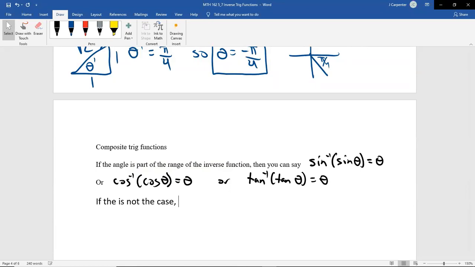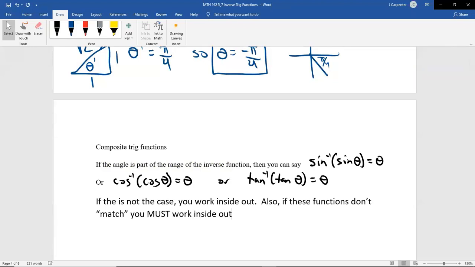Either way, if this is not the case, you work inside out, just like with composite functions, because that's literally what these are. So if the angle is not inside of the range, you have to work them inside out. Also, if these functions don't match, and by match, I'm putting it in quotes because they're never going to literally match, I mean you have a tangent and an inverse tangent, or a sine and an inverse sine. What I'm saying is if you had an inverse cosine of a sine, so if they don't match, you must work inside out as well.